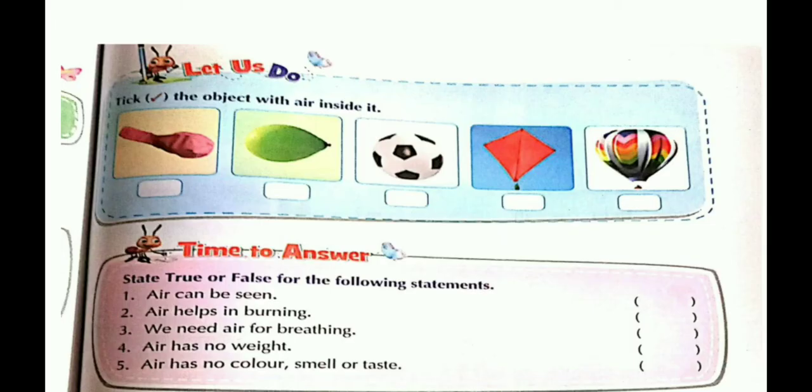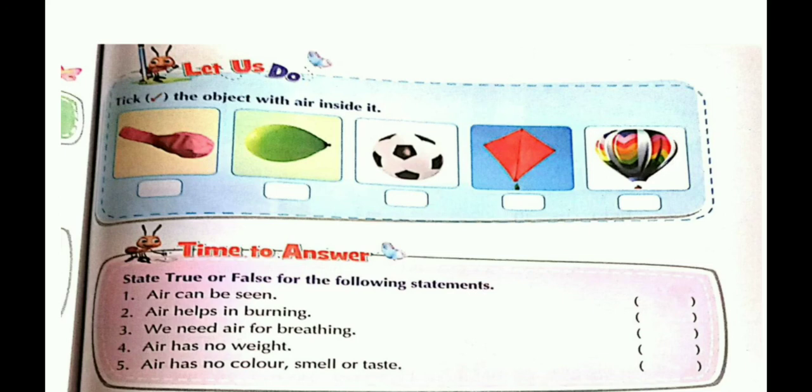Okay. Now you can do this activity in your textbook. Tick the object with air inside. So you have to tick those objects that have air inside. The first one is a balloon. A balloon has air inside, yes or no? So you will tick the balloon. The second one is a fruit. The third one is a football, the fourth one is a kite, and the fifth one is an air balloon. So you have to tick which objects have air inside.